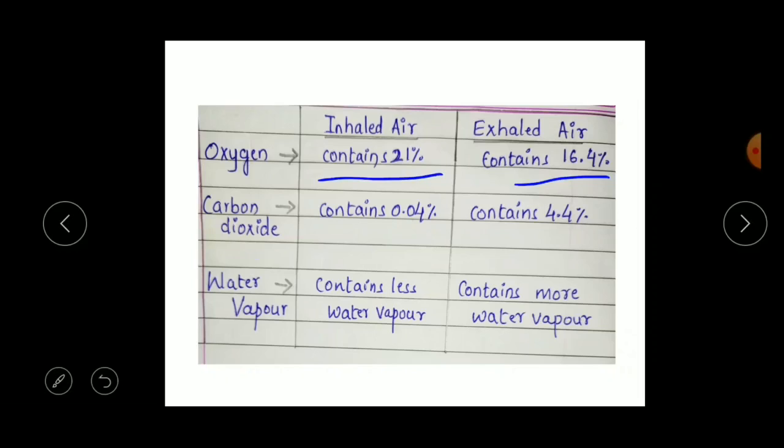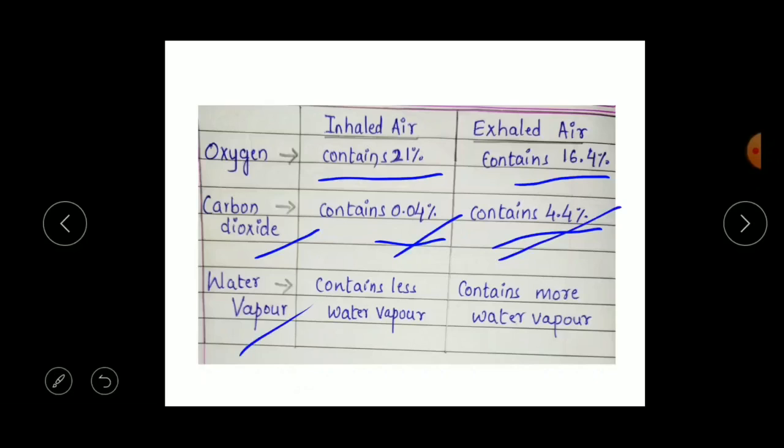When it comes to carbon dioxide, along with oxygen we inhale 0.04% of carbon dioxide. It is a very little amount. And when we exhale, it is 4.4% carbon dioxide. Here you can see that the carbon dioxide we inhale is very little compared to what we exhale. Next is water vapors.